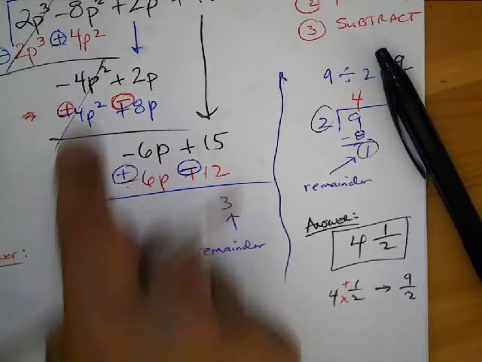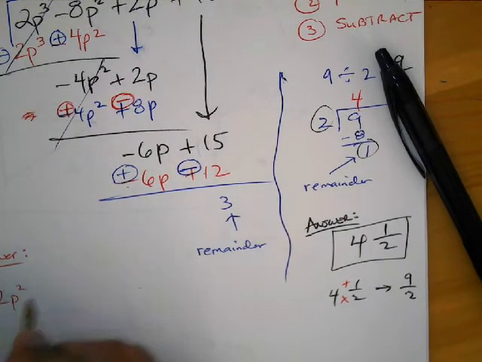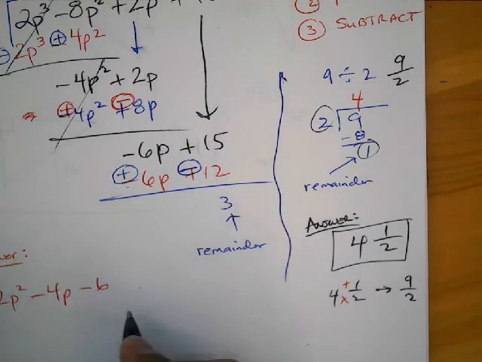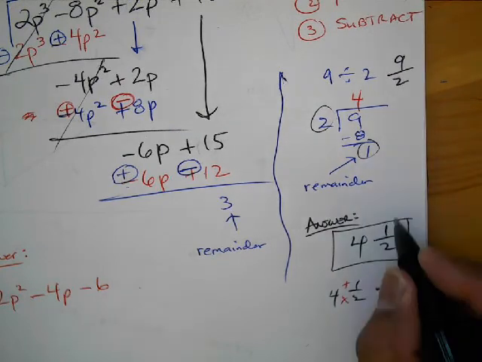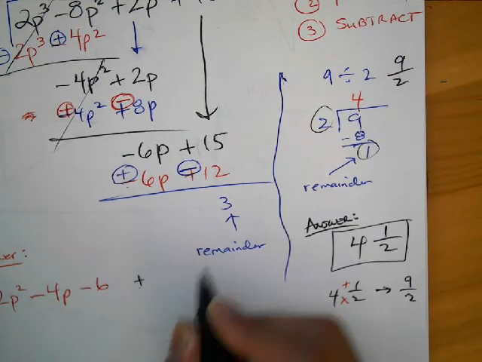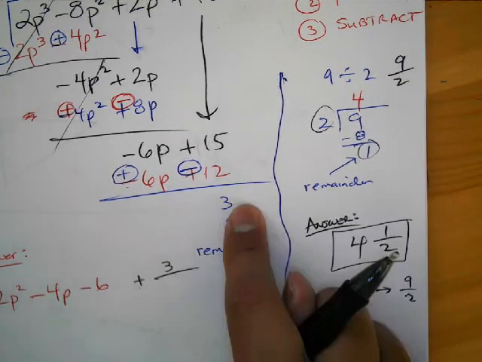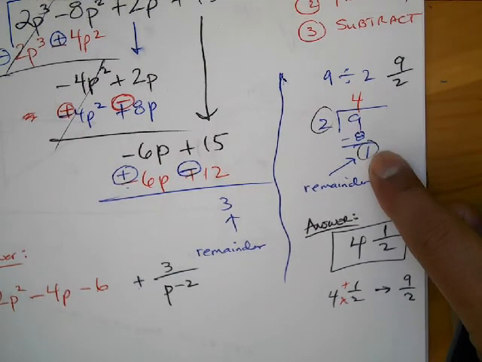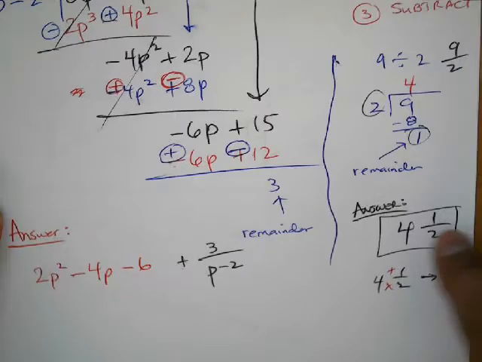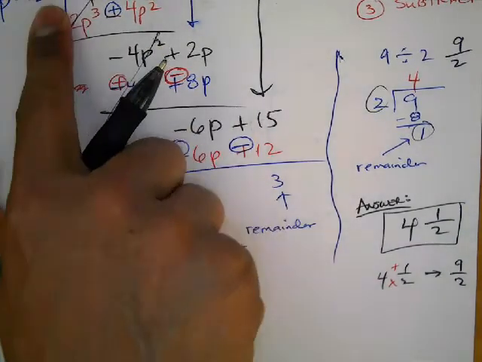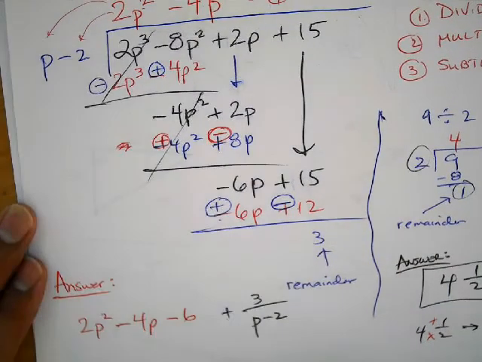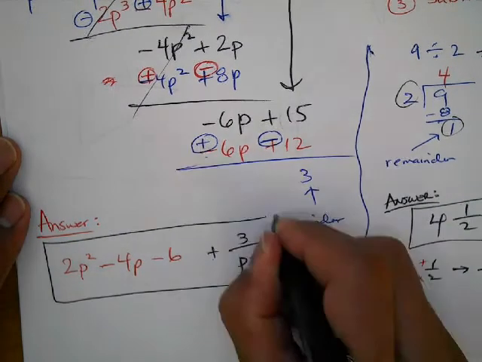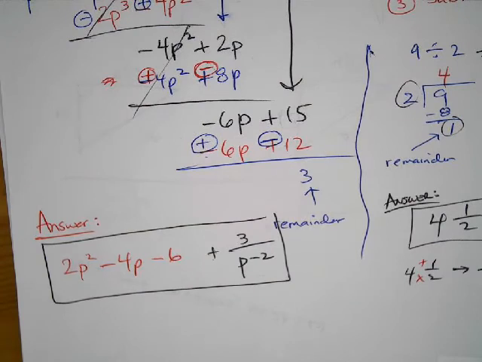Your answer is going to have to be written as 2p squared minus 4p minus 6. And then you're not going to put like r. Oh yeah, some of you put like remainder. No, you're going to put plus the remainder over the divisor, like we did here. The remainder over the divisor. So I'm putting the 3 over the p minus 2. This is how you'll see the answer.